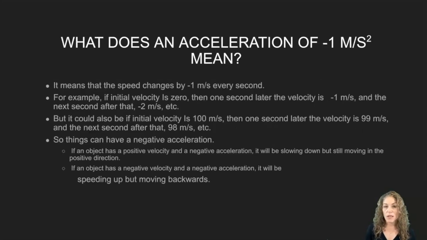What does it mean if I'm going negative 1 meter per second squared? Well, if I start at rest, that means the next second I'll be going -1, then -2, then -3, which means I'm moving backwards. If I say I'm starting at 10 meters per second with an acceleration of -1 meter per second squared, that means that in the next second I'm going 9, then I'm going 8. So I'm taking away 1 meter per second every second.